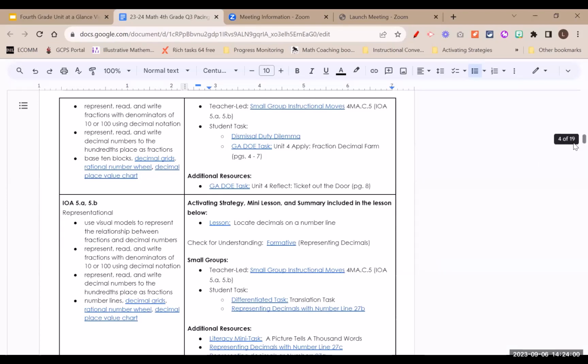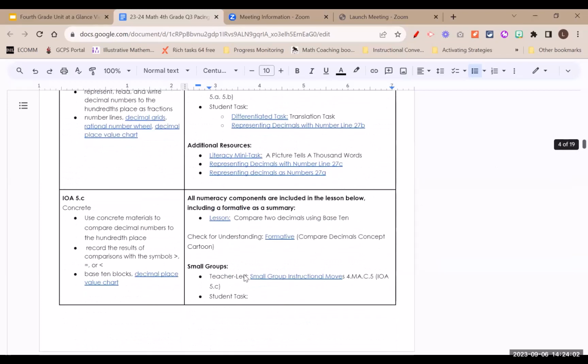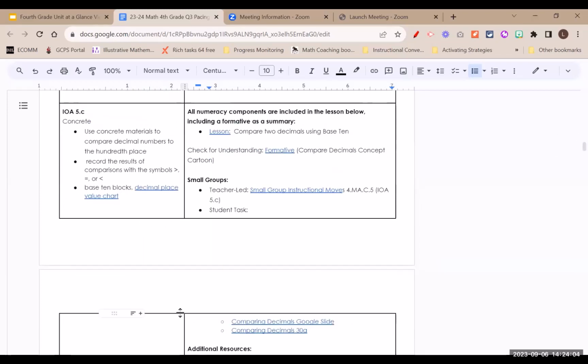So now let's scroll on down to the next IOA, which is 5C. The suggested pacing for IOA 5C is 3 days. We will begin 5C with 1 day of concrete instruction using base 10 blocks to compare decimal numbers to the 100th place. So right here, there's that concrete day. And you can see that the lesson here matches the bullets.